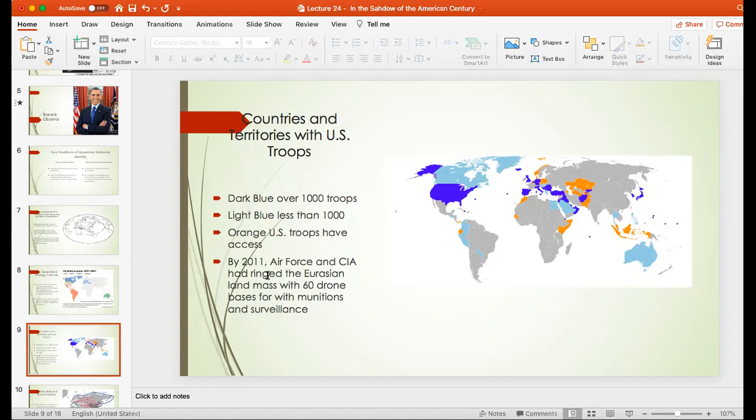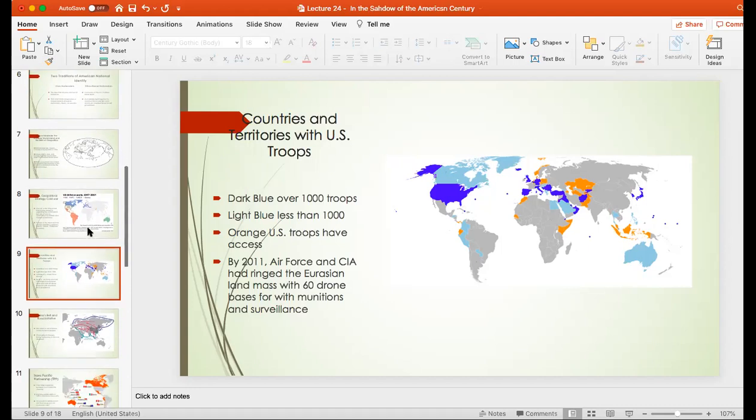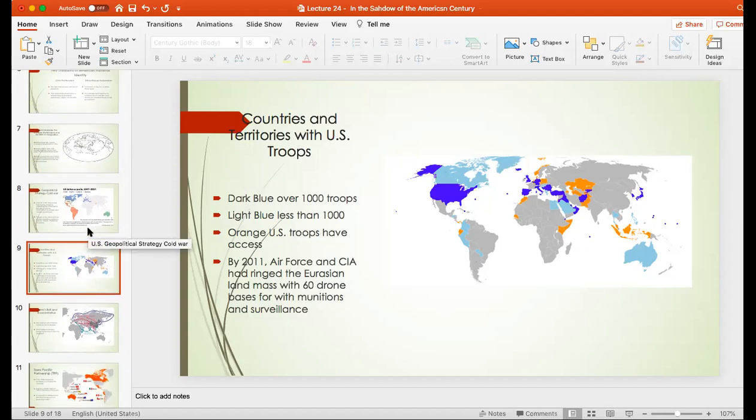And by 2011, the US Air Force and the CIA had ringed the Eurasian landmass with 60 drone bases for munitions and surveillance. Now that's the military aspect of it. Where the economic aspect comes in is really interesting, because for those of you who have studied US empire, one of the key things about the US imperial-led world order is that, on the one hand, yes, the United States has had formal colonies like Cuba, the Philippines, Hawaii even, although it's a state now, and Puerto Rico, which is still in a kind of limbo, right?